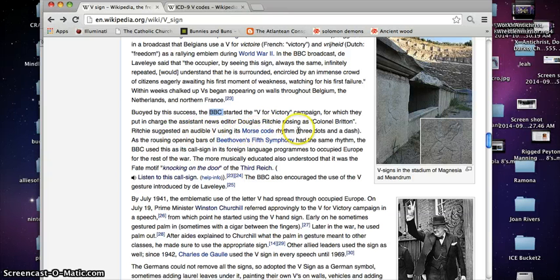They also made a V for Morse code, and it was 3 dots and a dash, and it sounded like the opening bars of Beethoven's Fifth Symphony. The more musically educated also understood that it was the fate motif knocking on the door of the Third Reich. So this is a piece of Beethoven's music, and they called it knocking on the door because they were knocking on the door of the Third Reich, so they were going to take it down, and that's what the victory was for or whatever.